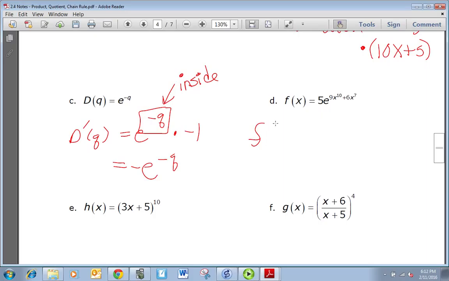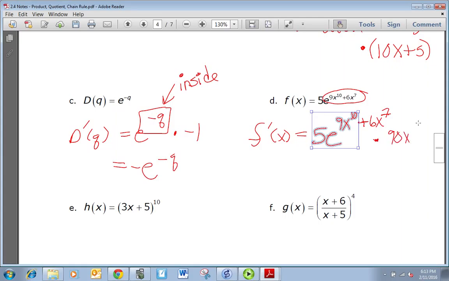Similarly with d, we have f of x is equal to 5e, and the power is 9x to the 10th plus 6x to the 7th. So you always start by just rewriting the problem, because the derivative of e is itself. And then the inside is going to be that exponent on e, this one here. So we have to multiply all that by 90x to the 9th power plus 42x to the 6th power.